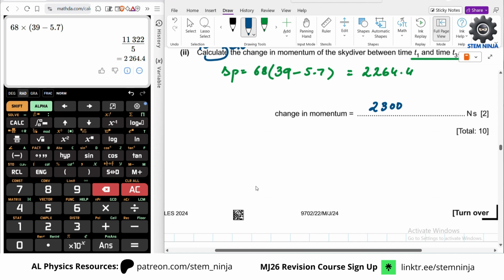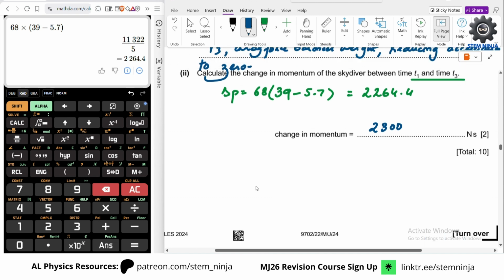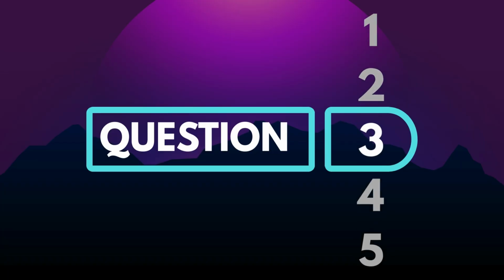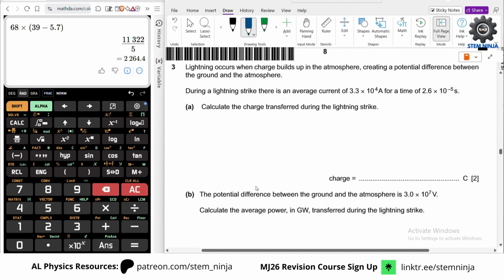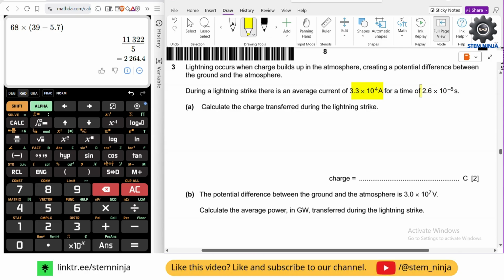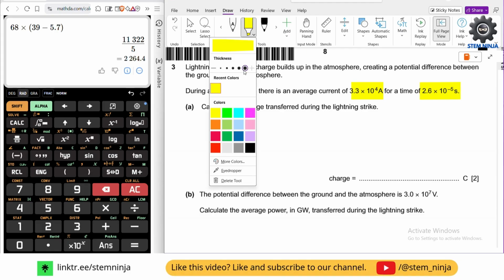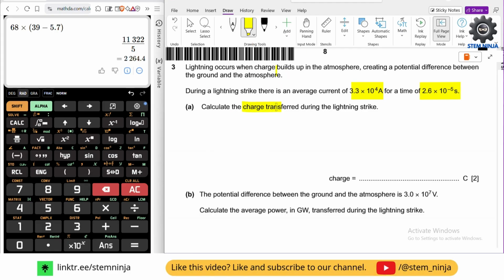Alright, this was this question. Let's move on to the next one. Question number 3. Lightning occurs when charge builds up in the atmosphere, creating a potential difference between the ground and the atmosphere. During a lightning strike, there is an average current of 3.3 10 raised to the power 4 amps for a time of this. Okay. Calculate the charge transferred during the lightning strike.